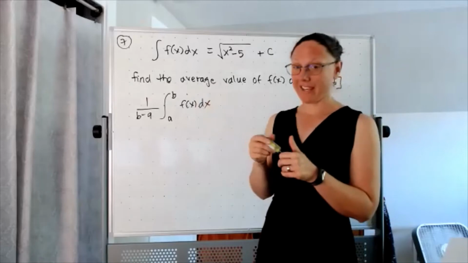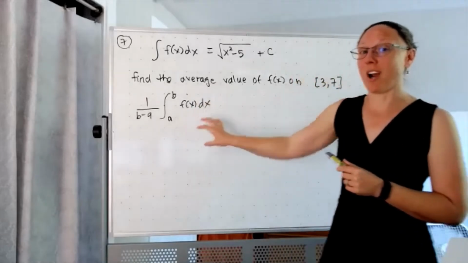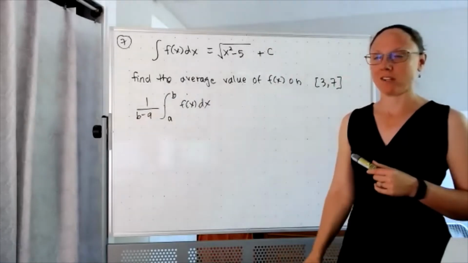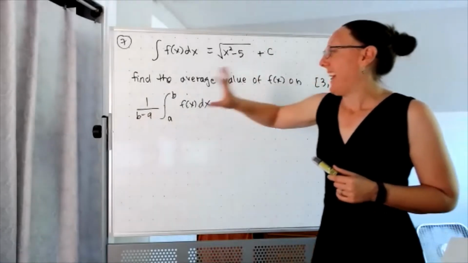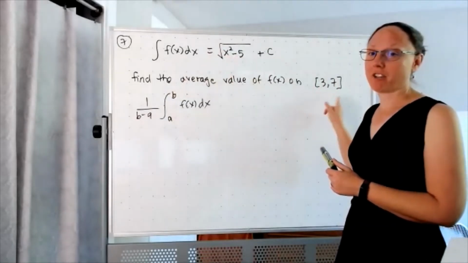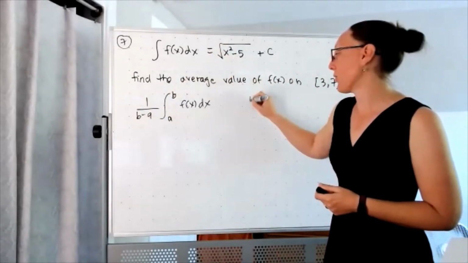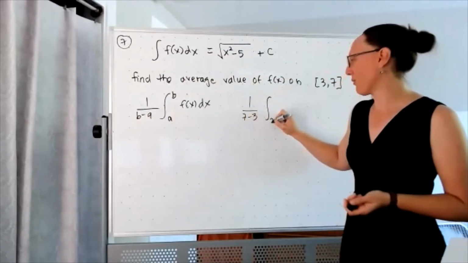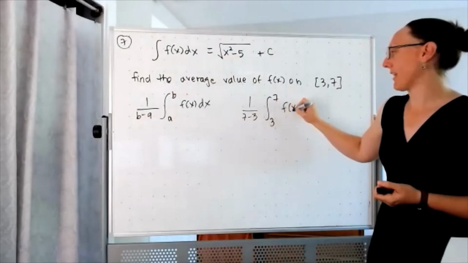Well, here's a way that I can test your understanding of this formula, but not make you integrate anything gross. Applying this to our function, because we're looking for the average value on 3 to 7, this would look like 1 over 7 minus 3 times the integral from 3 to 7 of f of x dx.